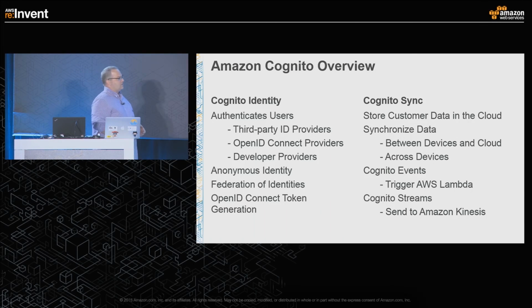So Amazon Cognito is actually split up into two separate APIs. There's the Cognito Identity API, which handles things like authentication, identity federation, and anonymous account tracking. The Cognito sync API handles things like syncing events and data with the cloud, syncing data across devices, and also the two features, Cognito sync triggers and Cognito Streams.